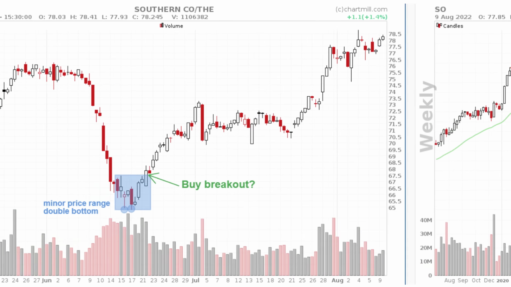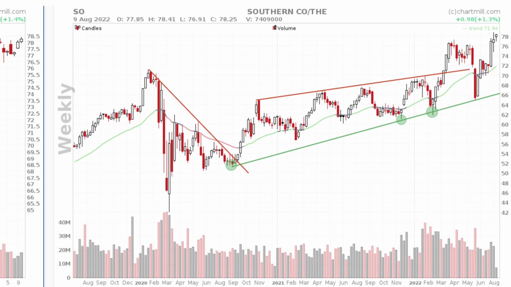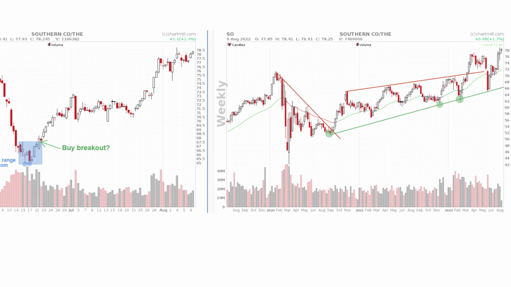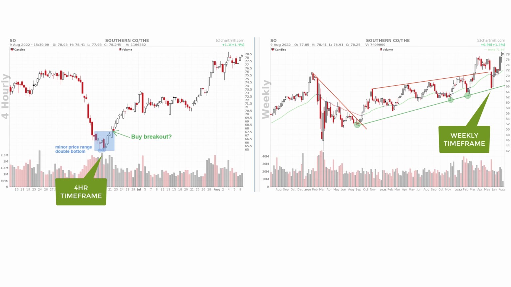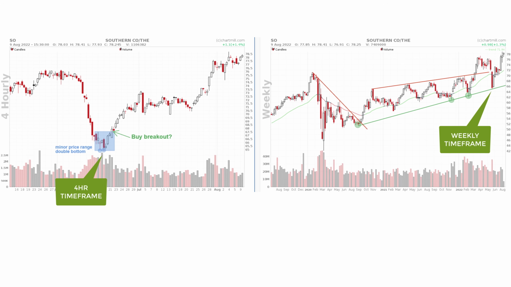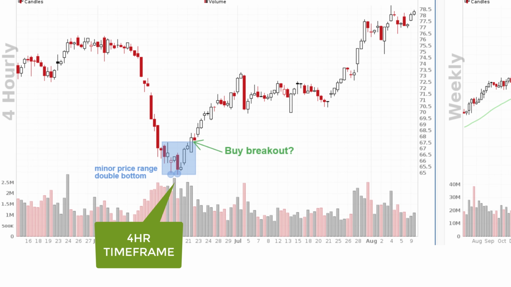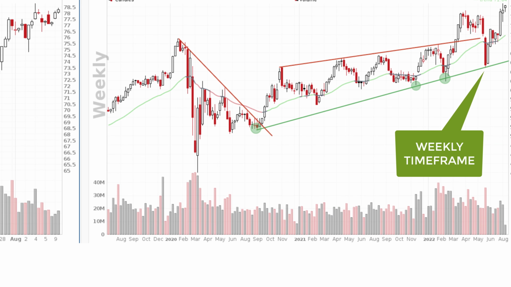Now take a look at the weekly chart of that same stock. Do you notice that rising trend line that perfectly coincides with the small support level on the 4-hour chart? Now what do you think of this setup? Indeed, that casts a completely different light on the situation. The mini support zone on the 4-hour chart is confirmed by an important support level on the weekly chart that has already been tested several times.